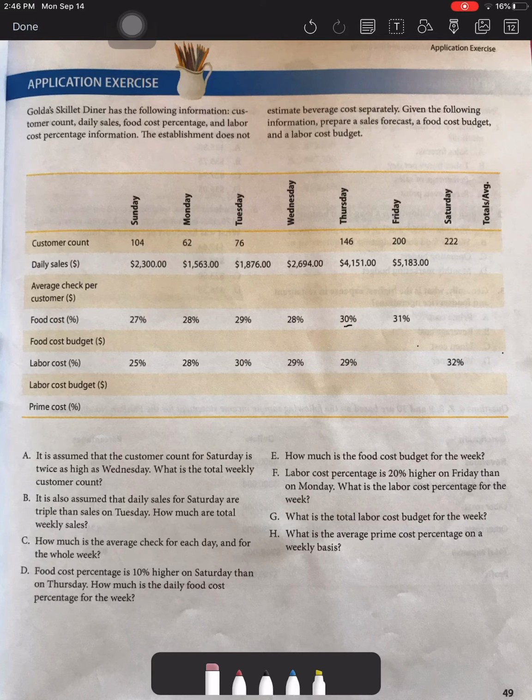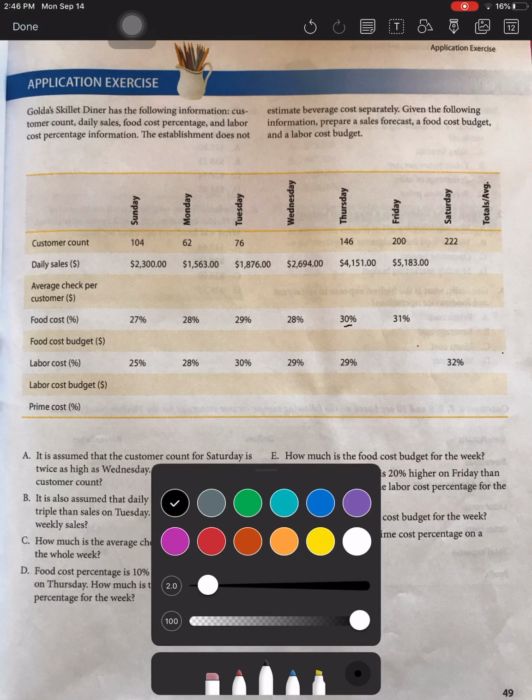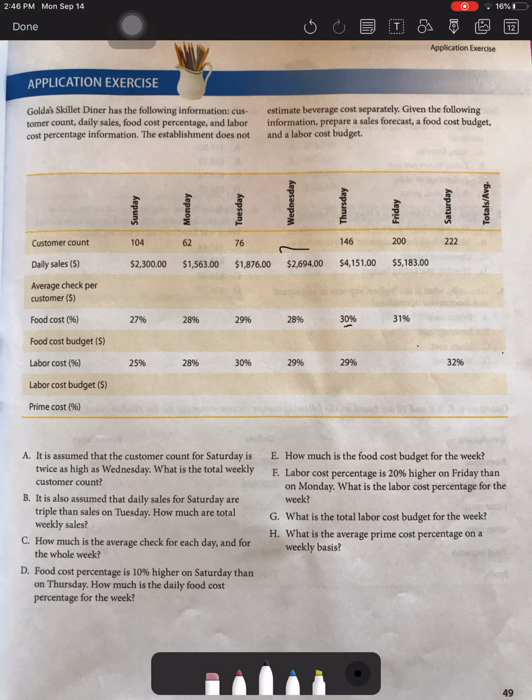So I want to give you a little insight on application exercise number 2, since this is kind of confusing. So we're going to walk through each of these steps. A is, it is assumed that the customer count for Saturday is twice as high as Wednesday. So of course you'll just take Saturday and divide it by 2, and just put that in right there. And then you add the entire week, and that's your total for the week.